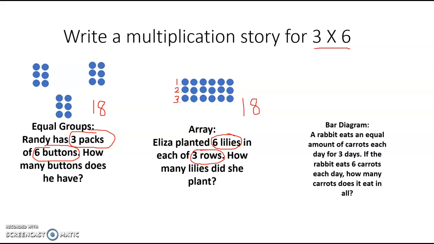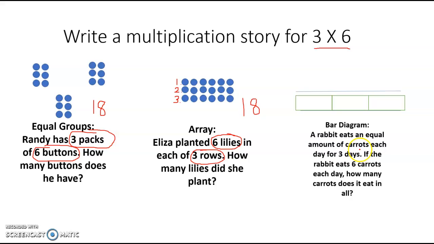We can also draw a bar diagram. A rabbit eats an equal amount of carrots each day for 3 days. Here's our 3 days. 1, 2, 3. If the rabbit eats 6 carrots each day, how many carrots does it eat in all?